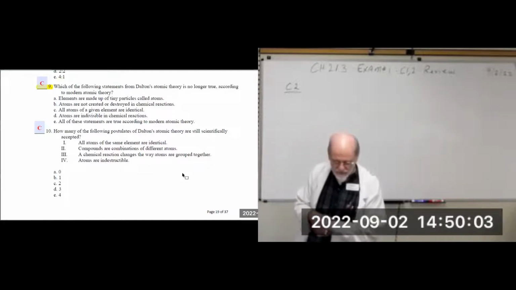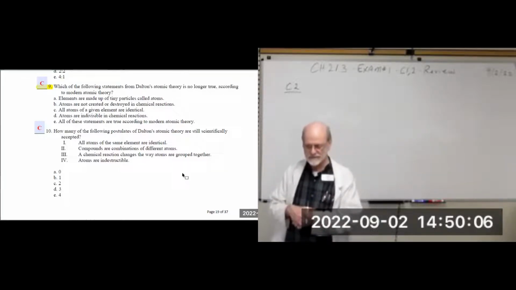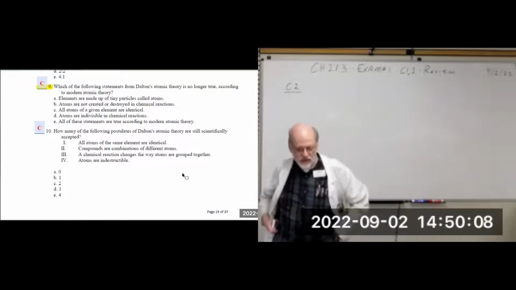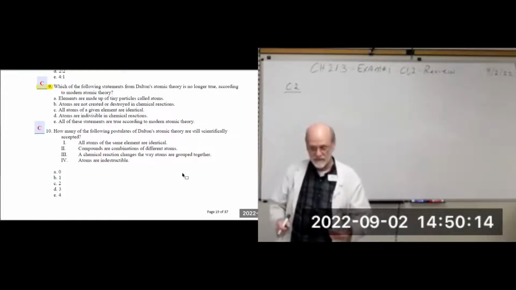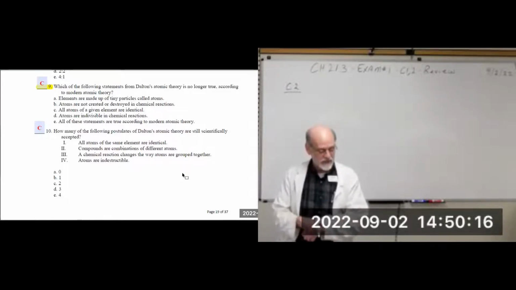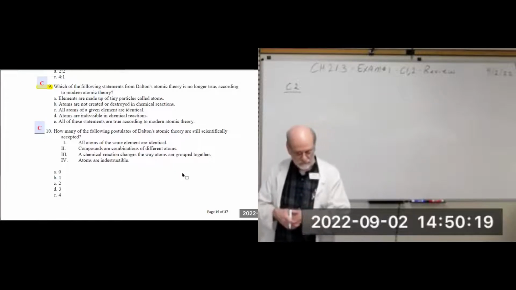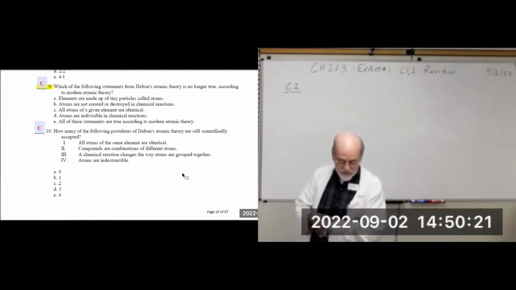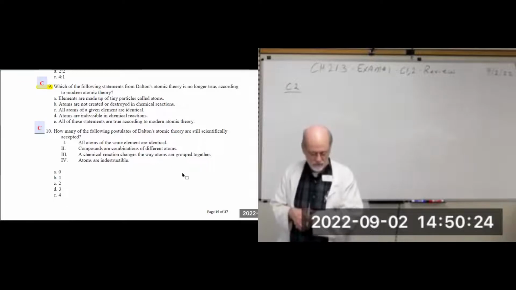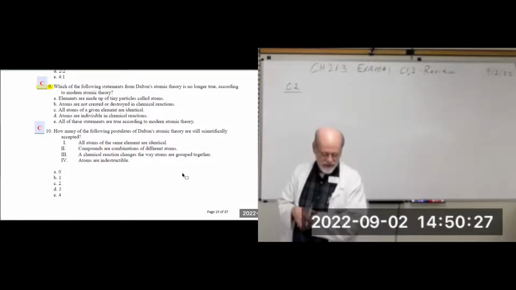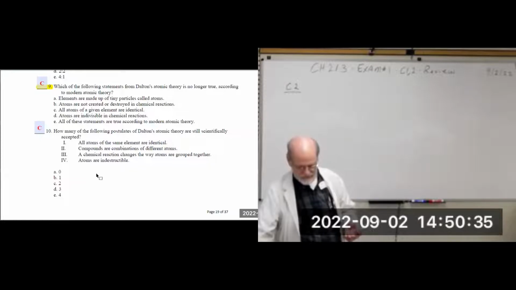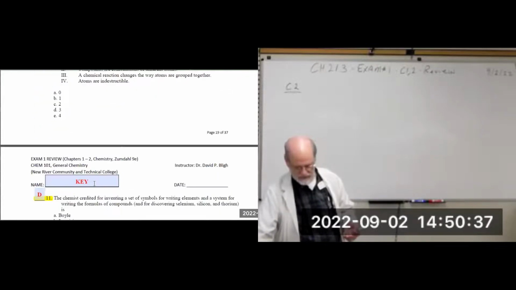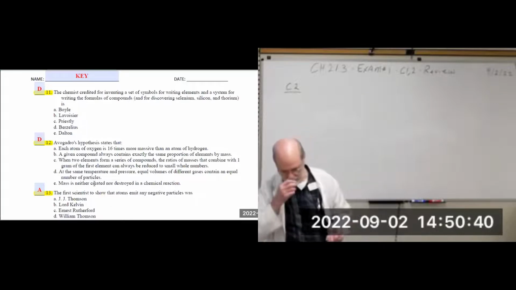How about C? All atoms of a given element are identical. No. We know about isotopes now. So they may be chemically very similar, but they're physically not. They're different because they have different numbers of neutrons. So C is false. C is the one we're looking for. Atoms are indivisible in chemical reactions. True. All these statements are true. Nope. No. So the answer is C. That's the one that Dalton got wrong.